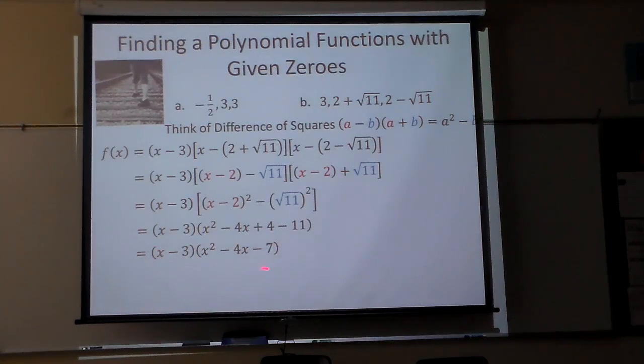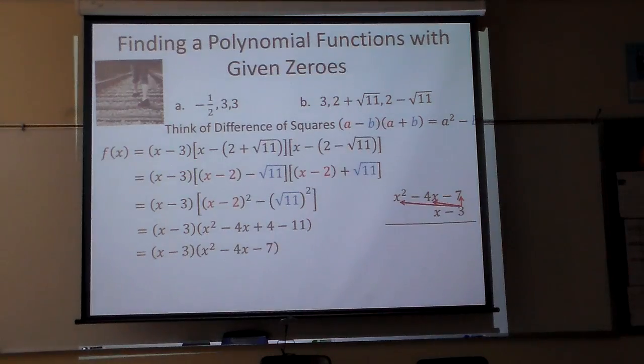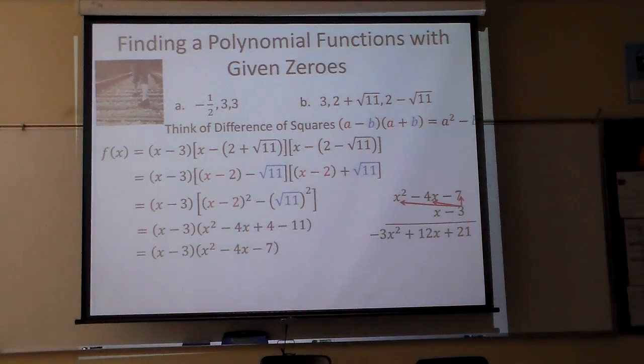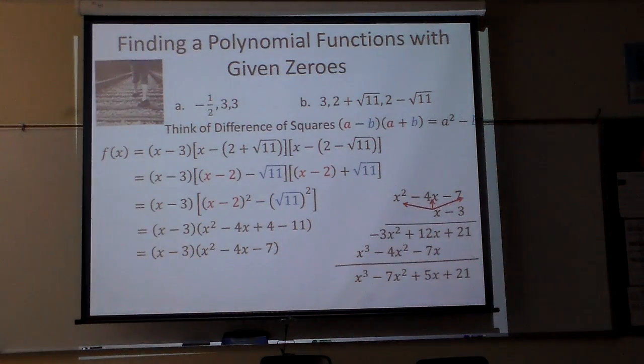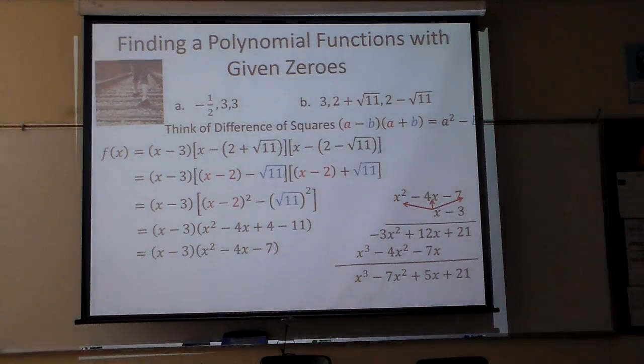So I have this. Now I've got to do just what I did on the other problem. I'm going to take that x squared minus 4x minus 7 times x minus 3. First off, I do all of those numbers. 3 times 7 is going to be 21, positive. It's going to be positive 12x and a negative 3x squared. If I take negative 3 times each of those, that's what I get. Now I'm going to take x times each one of these, and I'll get a negative 7x, a negative 4x squared, and an x cubed. And I lined them up, the x's together, x squareds and x cubes. Now I'm going to add them together, and I get the equation to be x cubed minus 7x squared plus 5x plus 21. That's how you can find all the given zeros of a function.